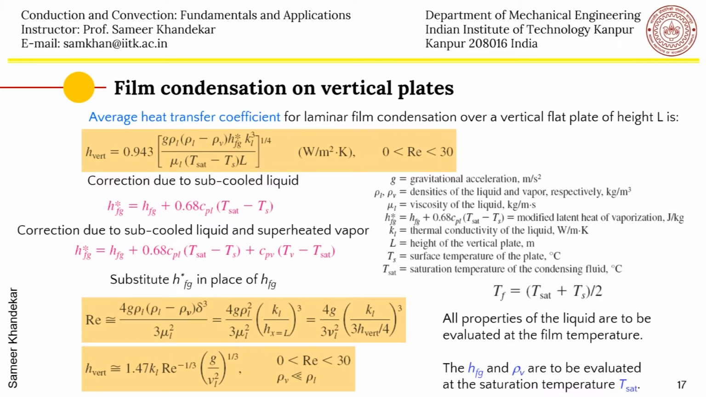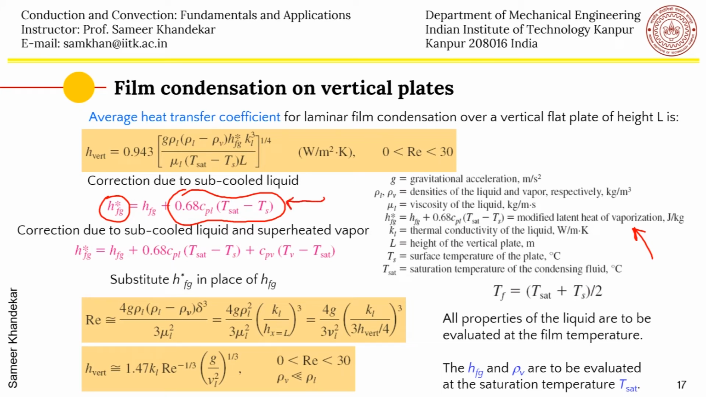And this correction is usually done by a simpler method where you have the hfg star. So you use the corrected or modified latent heat of vaporization by just adding a portion of the sensible cooling which takes place in the vapor phase. So instead of hfg in the main equation, you can use hfg star, and then get the same value of heat transfer coefficient. Everything else remains the same. You just change the value of hfg with hfg star.